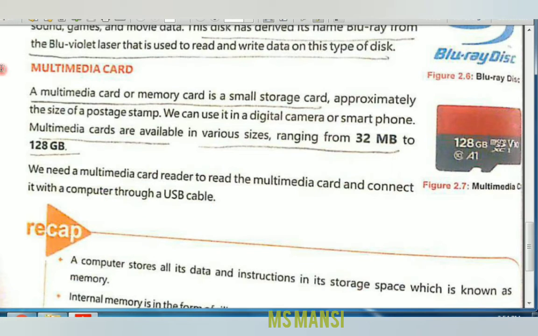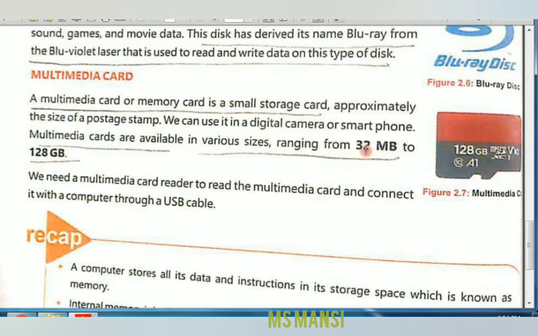Okay, so multimedia card or memory card. The multimedia card is also known as memory card, and it is a small storage card, and its size is like a postage stamp. We use it in digital cameras or smartphones. It is available in various sizes ranging from 32 MB to 128 GB.